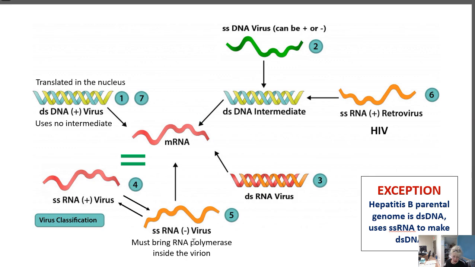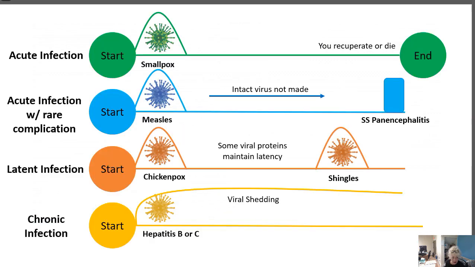We get single-stranded RNA with a negative sense of the virus, and so it must bring RNA polymerase inside the virion. The goal is to make double-stranded DNA from an RNA particle, so they reverse engineer it, and we get a retrovirus. The exception is hepatitis B, whose parental genome is double-stranded DNA, unless single-stranded DNA is used to make double-stranded DNA. So they get very smart. Viruses get very smart.